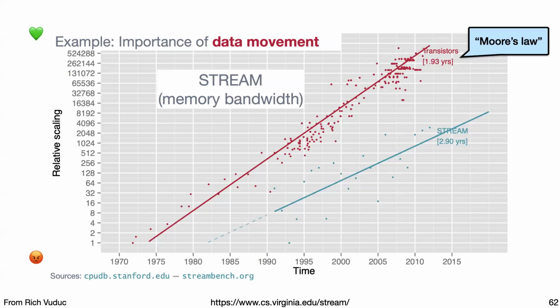So again, this is growing much slower. It doubles maybe every 2.9 years. This is Moore's law, which is every 2-ish years.